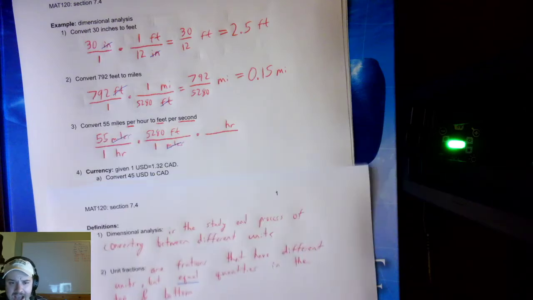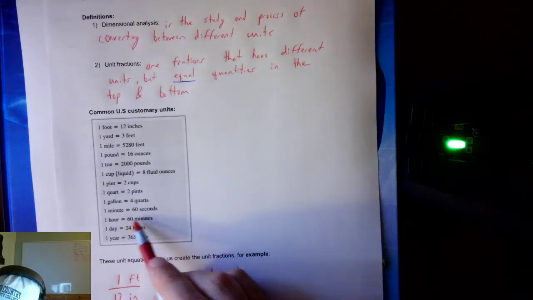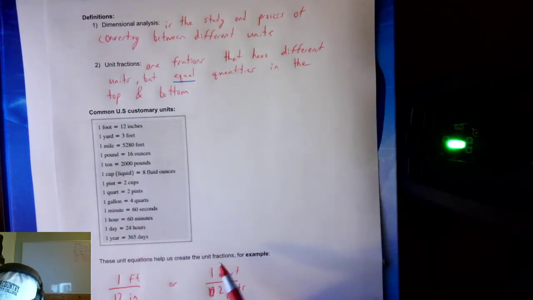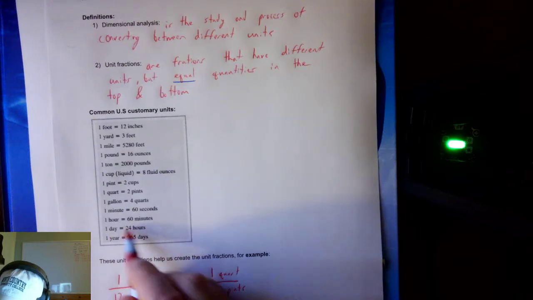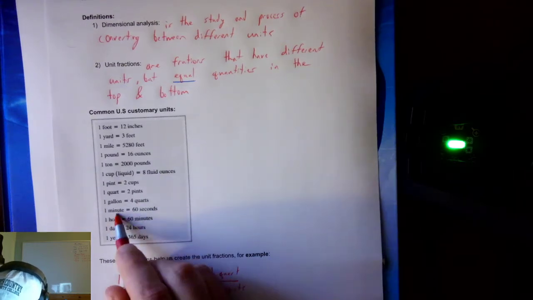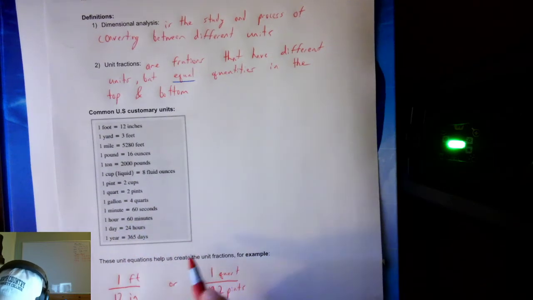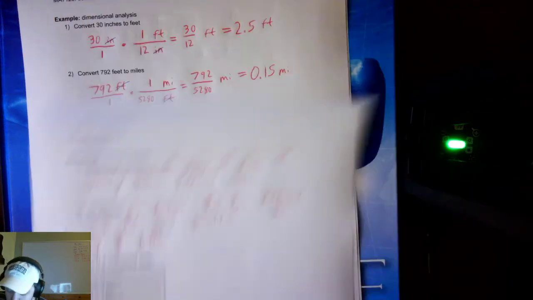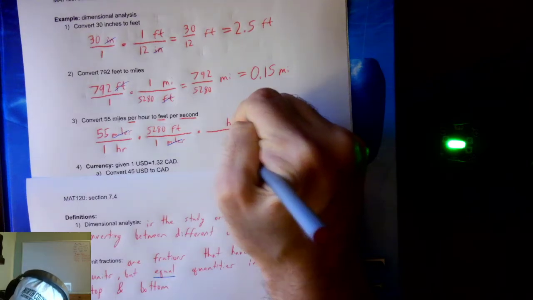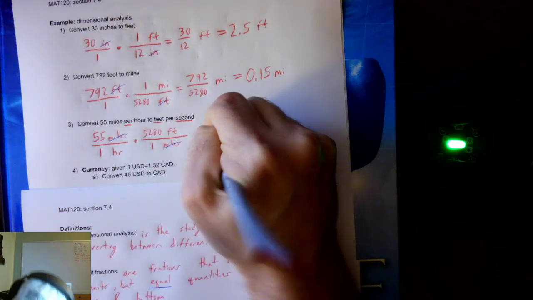Now, I'm trying to relate hours to seconds. In my chart, hours relate to minutes. There's no hours to seconds, and hours relate to days. Now, will it be more useful to turn hours to minutes or hours to days? Well, let's see. If I turn hours to minutes, I can turn minutes to seconds, right? If I turn hours to days, that doesn't help me, right? Days to years, that's not the right direction. So I want to go from hours to minutes first. So I'm going to put minutes in the bottom. Now, 1 hour is 60 minutes.